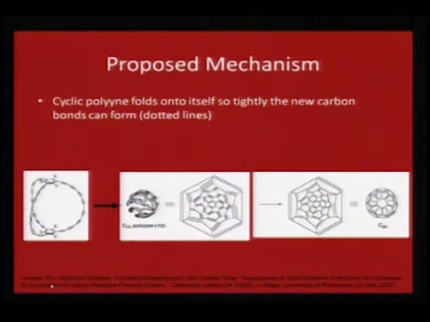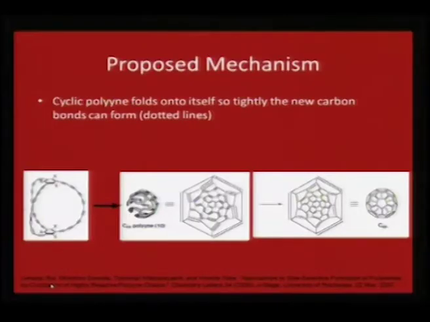Now, how does this fullerene come? When you try to synthesize fullerene, as you know, you use an arc plasma method, by which you get a sudden deposit of carbon from graphitic rods, and how it all happens, the proposed mechanism is as follows. Cyclic polyenes, what you see here, can fold onto themselves so tightly that new carbon bonds can form, which is shown in the dotted lines. So, these C60 polyenes can be bundled in this fashion, where new bonds come up and they curl up to give a C60 molecule.